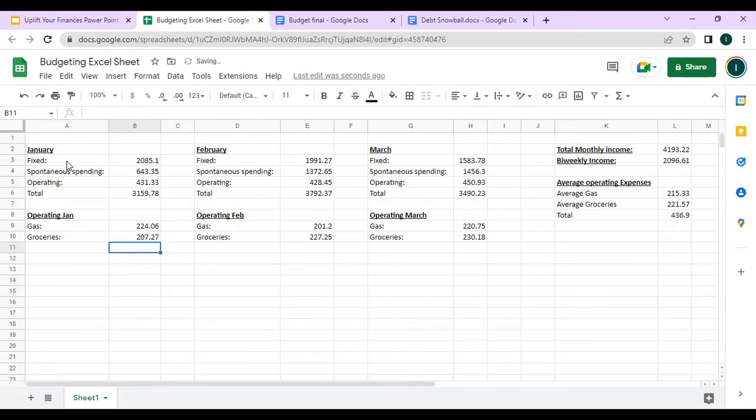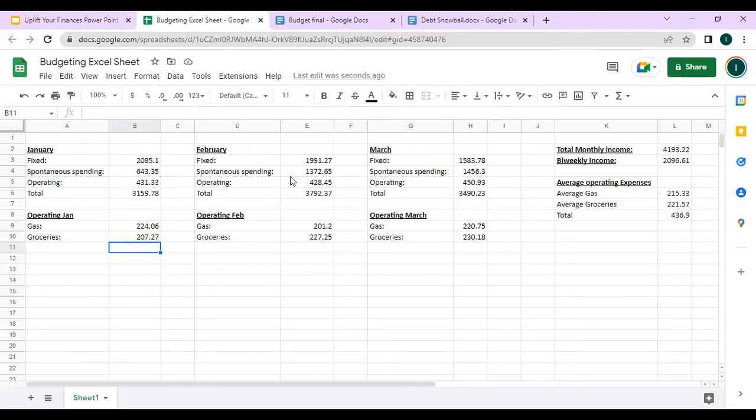Once you do that, you're going to tally. You're going to go through the bank statements, and you're going to do the math and see the total for each transaction type. So you're going to do the total for all your fixed transactions, the total for all your spontaneous transactions, and the total for all your operating transactions for each month.